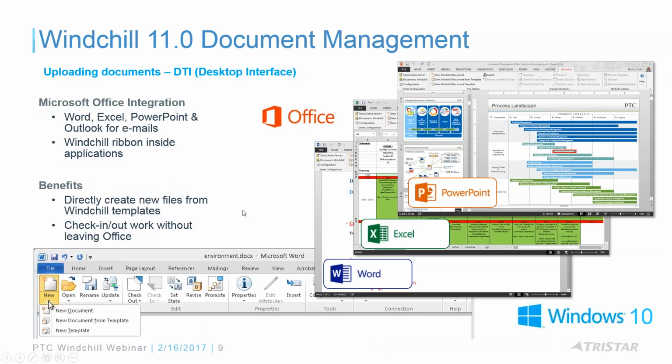That desktop integration plugin will also put in menus inside of your Microsoft Office system. If you have Microsoft Office installed, like Word, PowerPoint, Excel, or Microsoft Outlook, this will add a Windchill ribbon inside of those applications. Once you open one of those from Windchill, the application itself becomes Windchill aware, and you can do things like a check-in or check-out directly from within one of those applications.